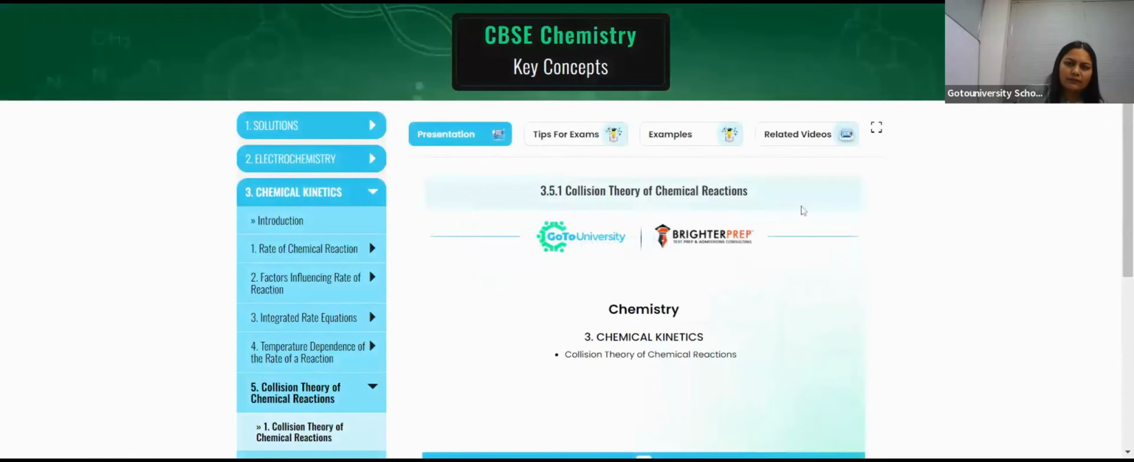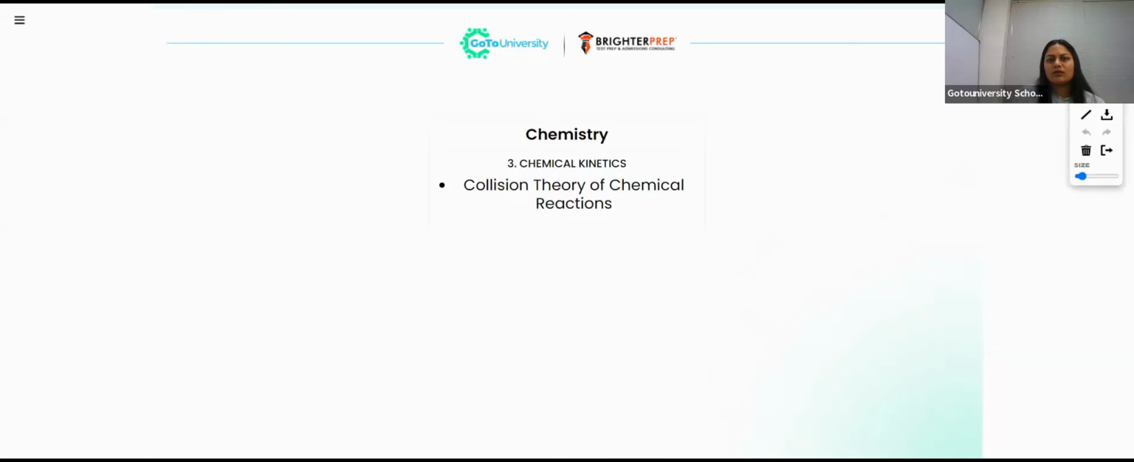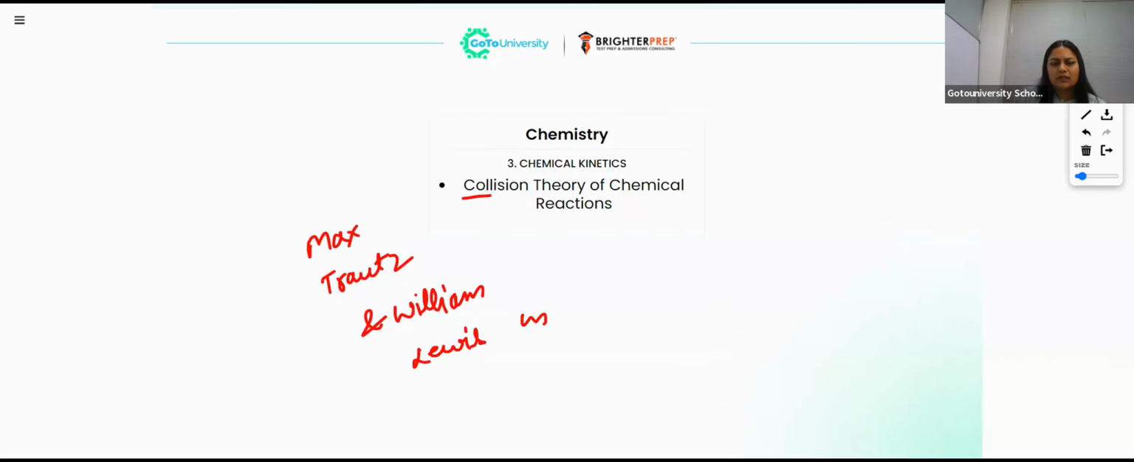Collision theory of chemical reaction. Collision theory was introduced by the scientists Max Trautz and William Lewis in 1916 to 1918.